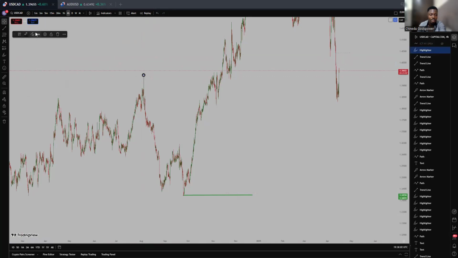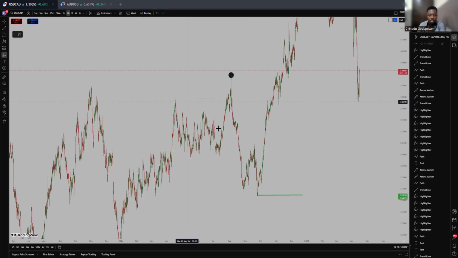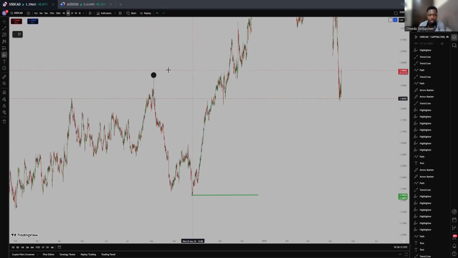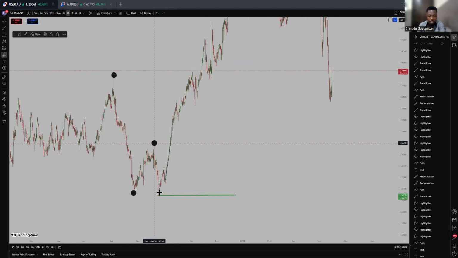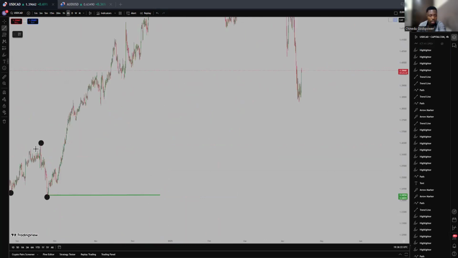Yes, 32 is fair. All right, so that was a high that was created. You can call it a high. So this is low, high, low. Market pushed out, thereby changing our character.